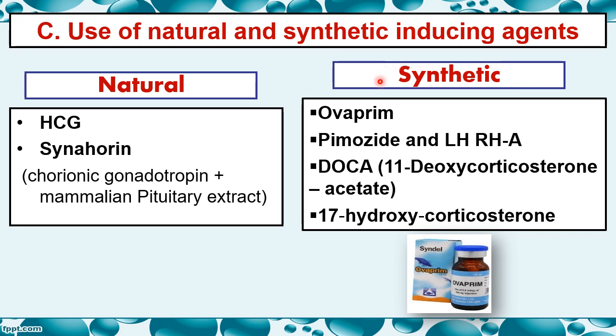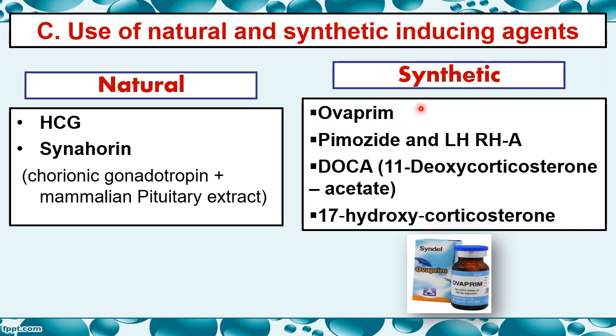For induced breeding in carps, the most successful and popular agents in the modern context are synthetic agents. Several popular synthetic agents are ovaprim, pimozide and LH-RH analog, DOCA, that is 11-deoxycorticosterone acetate, and 17-hydroxycorticosterone. Out of these, ovaprim is the most widely used and most popular synthetic hormone, which is successfully used for breeding of various groups of fish.